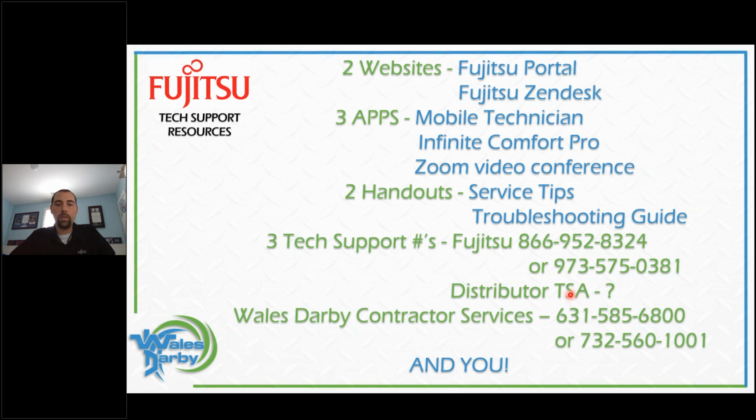I got 3 phone numbers here. So we got Fujitsu. So you got basically the nation number, the 866, and then you got the local New Jersey 973 number. They both go to the same place. It doesn't make a difference. But that's going to be your tech support numbers. Your distributor TSA, if you don't know who it is, like I just said, give the distributor a call and find out, get that number.